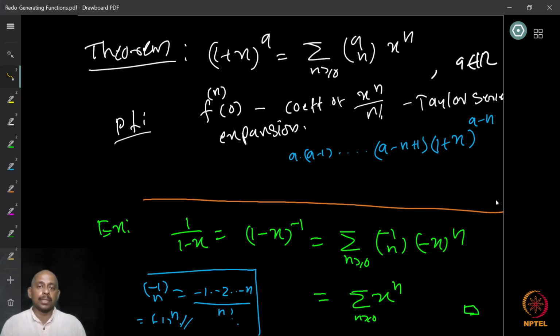Well, what we do is we look at the Taylor series expansion of the function 1 plus x whole raised to a. So what is the Taylor series expansion? We take the nth derivative. So 1 plus x whole raised to a, take the nth derivative. What do we get? We will get a into a minus 1 into etc., right?